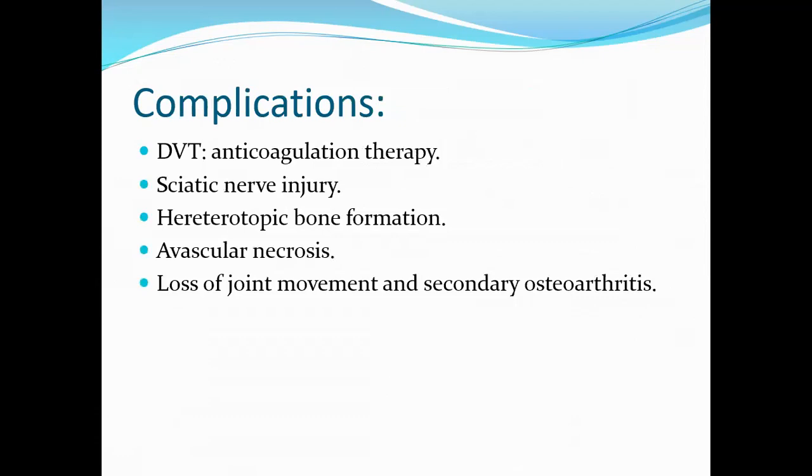What about complications? As you know, complications due to hemorrhage. DVT is very common because it is a pelvic injury. We can give anticoagulant to the patient, but after controlling the shock. Sciatic nerve injury, of course, heterotopic ossification or osteoarthritic changes, avascular necrosis of the head because of the dislocation, loss of joint movement, and joint stiffness.